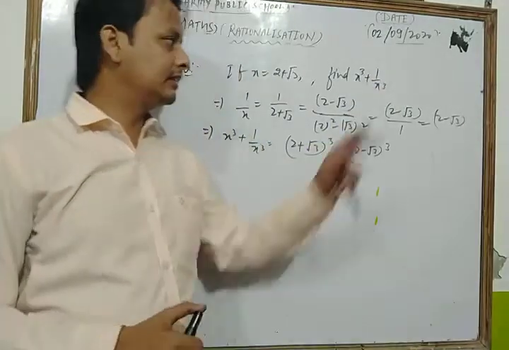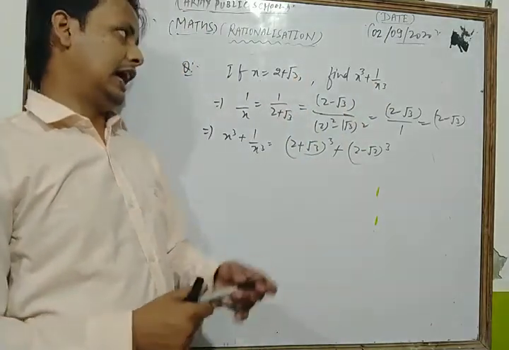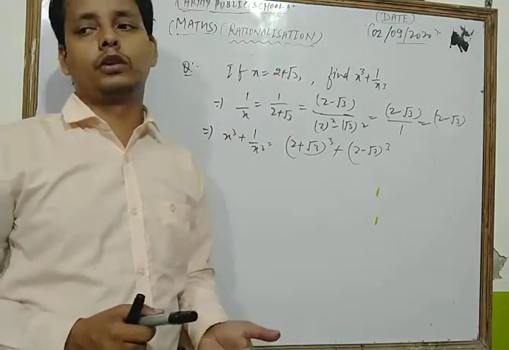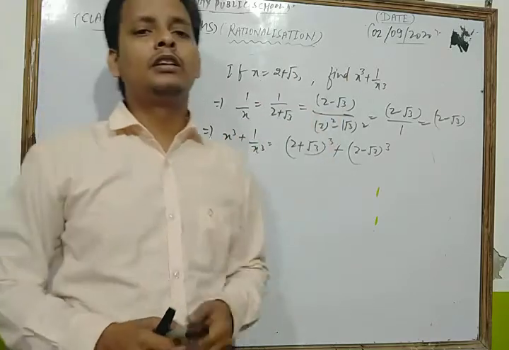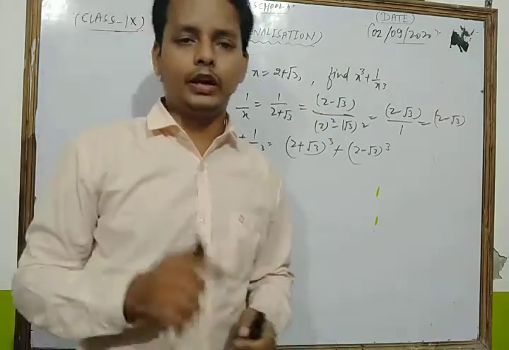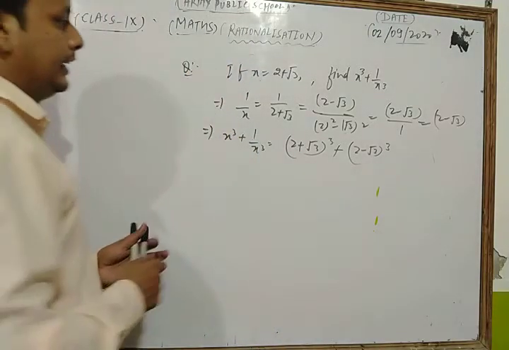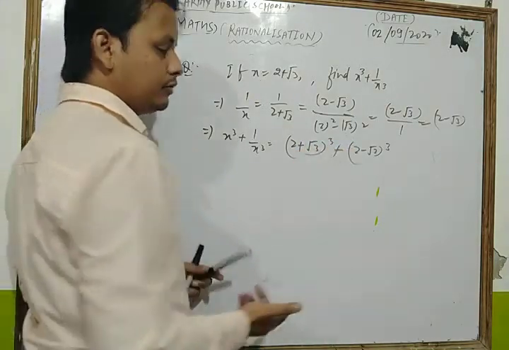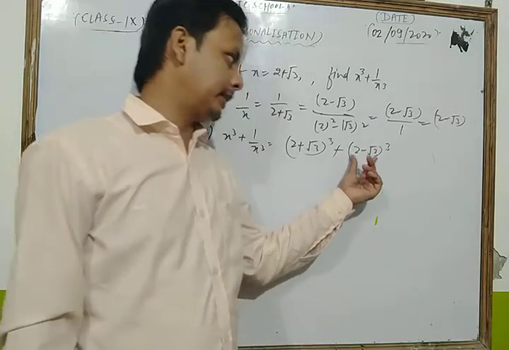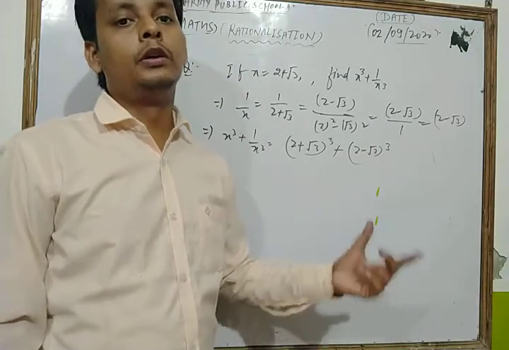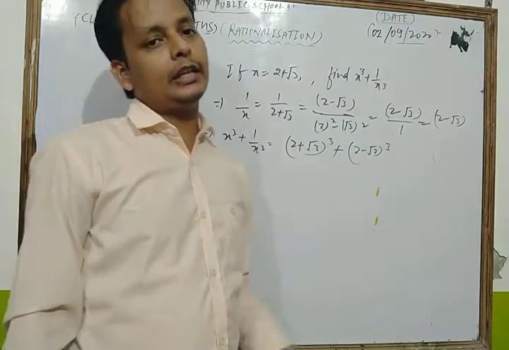So all that type of questions are solved in this process. If you have the value of x, first you find the value of 1 upon x, after that you put the value of x and the value of 1 upon x in the given expression. Now dear students, you know that the value of (a plus b) whole cube is a cube plus b cube plus 3ab in bracket (a plus b). Similarly you can expand (a minus b) whole cube as a cube minus b cube minus 3ab in bracket (a minus b).